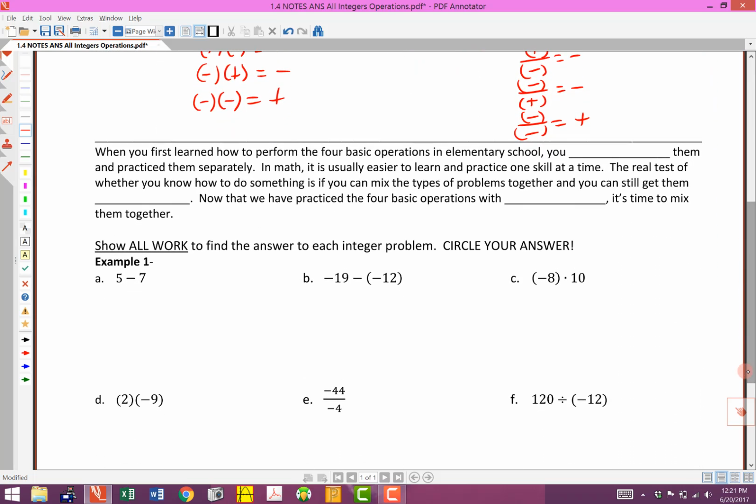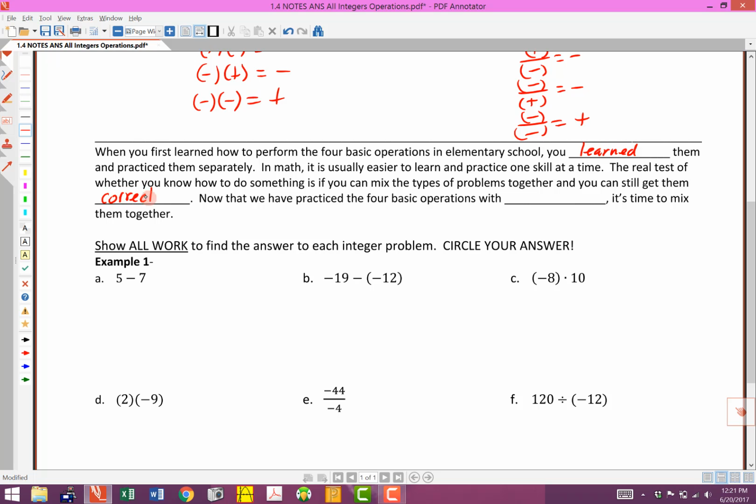So if you think back of when you first learned how to perform those four basic operations, add, subtract, multiply, and divide, you learned them and practiced them separately. And in math, that's usually the case. It's usually easier to learn and practice things one skill at a time. So if you're adding a new skill, learn the new skill, practice it, add another new skill, practice that, and so forth. But the real test of whether or not you know how to do something is if you can mix the types of problems together and you can still get them correct.